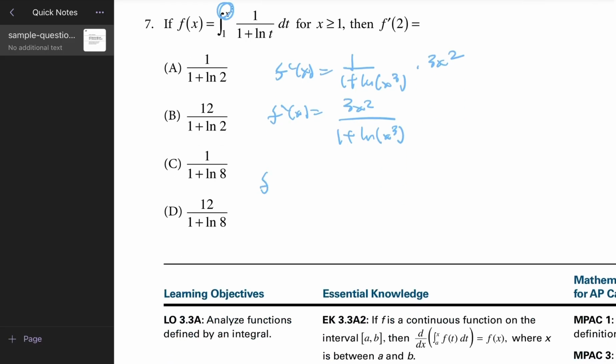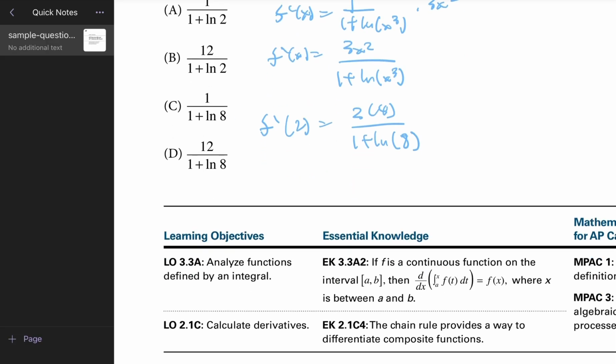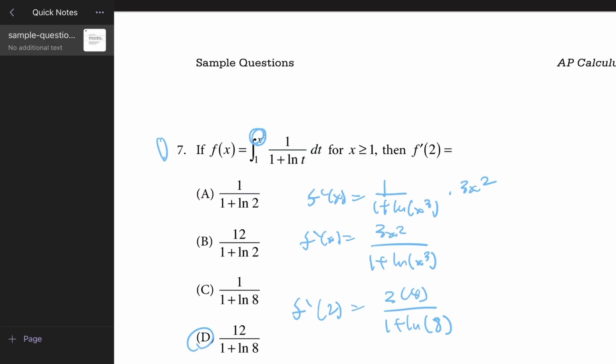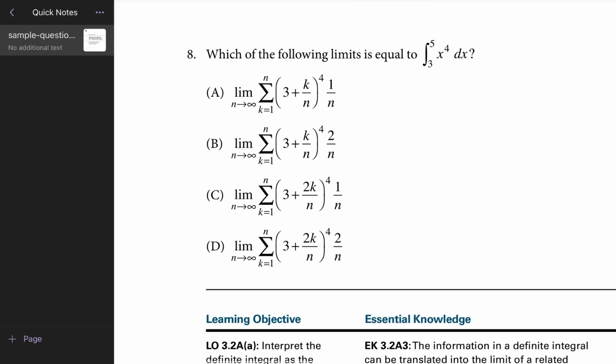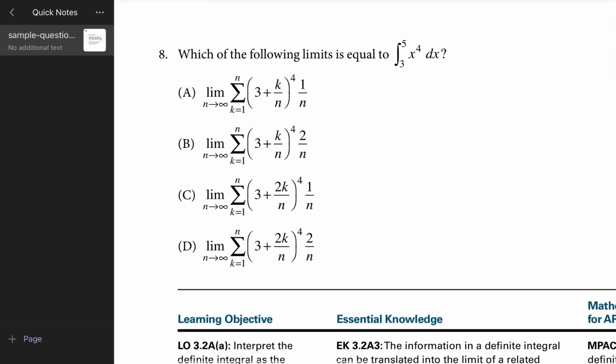Now we can just substitute in. Now we can just find the derivative at x equals 2. So this is 3 times 4 divided by 1 plus the natural log of 8. And we can see that answer choice D is correct. On to question number 8 here. Which of the following limits is equal to the integral from 3 to 5 of x to the 4th dx?